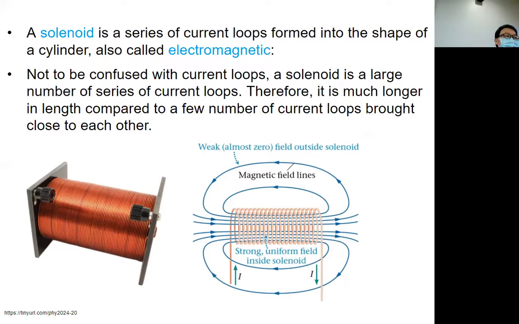In that case, you can produce a pretty strong magnetic field in the middle of the cylinder, that means in the middle of the solenoid. You can see the lines in the middle are more dense than the lines outside of the solenoid. Just outside the solenoid, the magnetic field is almost zero. It's very weak, with very few lines there. If you send current I, because you have so many loops together, that will add up and give you a stronger field.